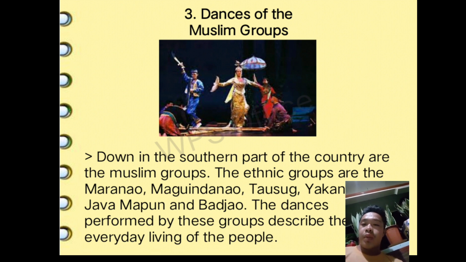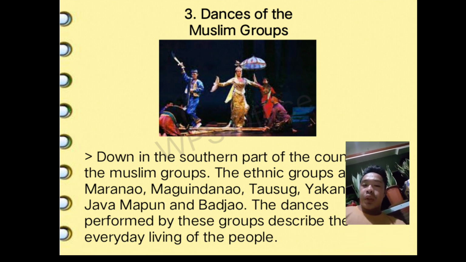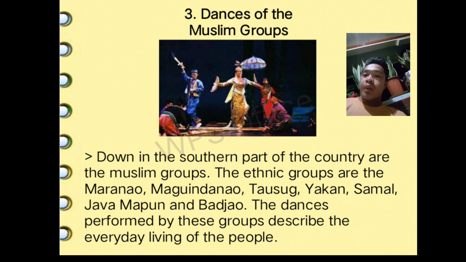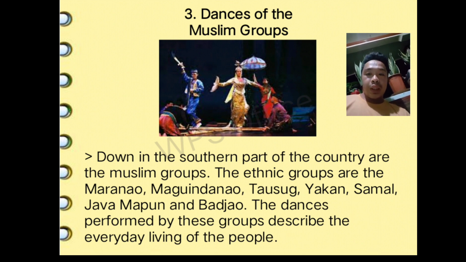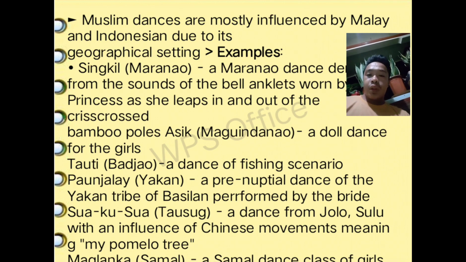So, the dance of the Muslim groups. The Muslim groups down in the southern part of the country are the Maranao, Maguindanao, Tausug, Yakan, Samal, Jama Mapun, and Badjao. The dances performed by these groups describe the everyday living of the people. The Muslim dances are mostly influenced by Malay and Indonesian cultures due to their geographical setting.